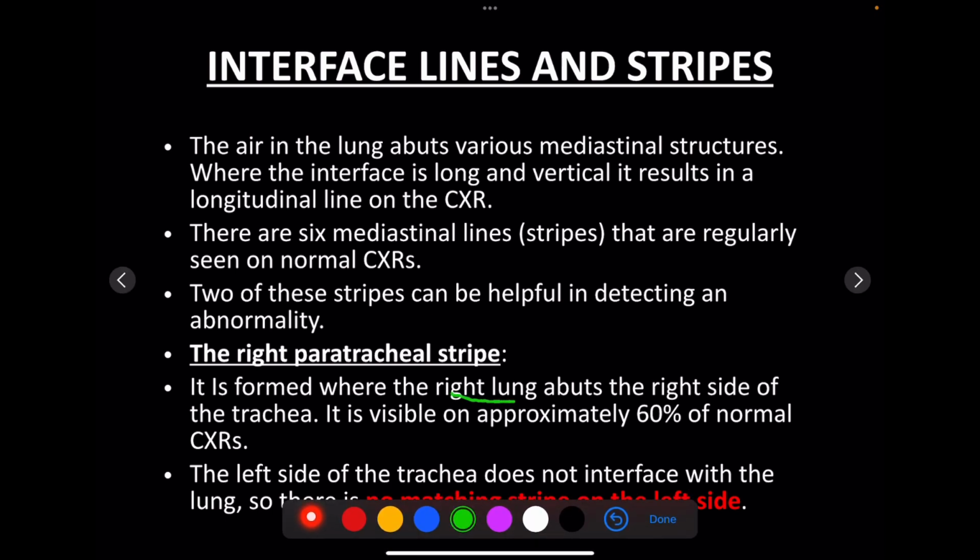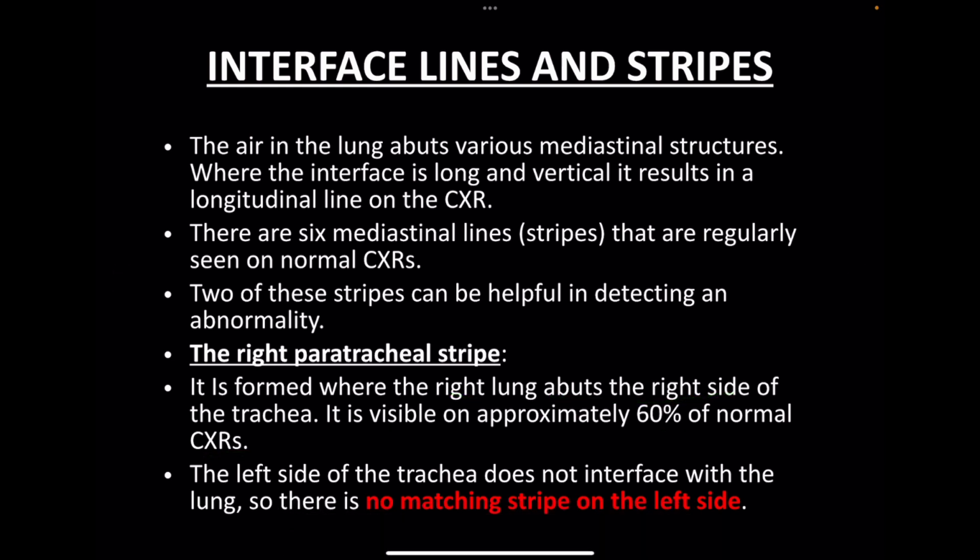So the right lung abuts the right side of the trachea. It is visible on almost 60% of normal chest x-rays. Also, one important thing that we need to understand is that there is no left paratracheal stripe. There is no matching stripe on the left side. Why there is no matching stripe, if you ask me?